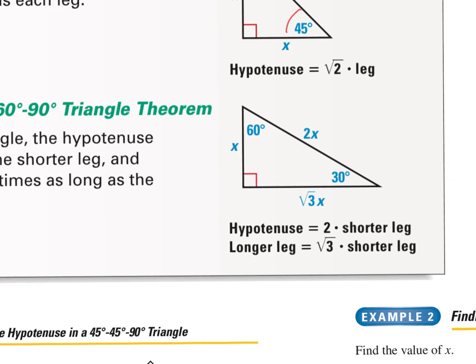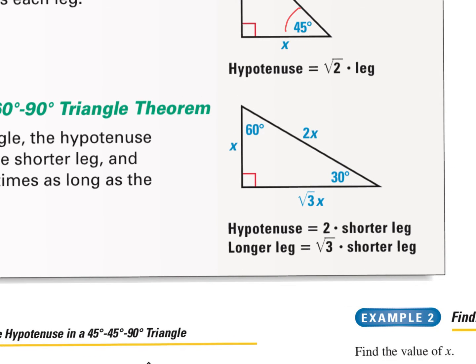Now, the 30, 60, 90 is a little more detailed, but not really that different. Remember that the side across from the 30 is always your shortest leg. You should remember from basic geometry that the shortest side is across from the shortest angle, and the biggest side is across from the biggest angle. So in a 30, 60, 90, the x value, the shortest leg, is right across from the 30 degree angle. To find the hypotenuse, you multiply the shortest leg by 2. To find the longer leg, across from the 60, you multiply the shortest leg by the square root of 3.